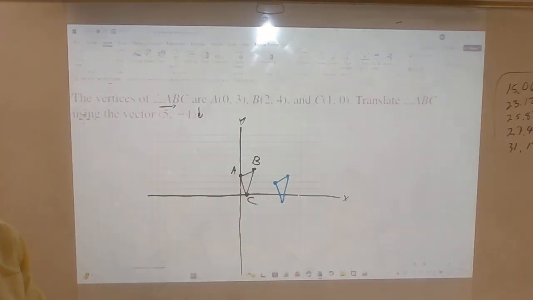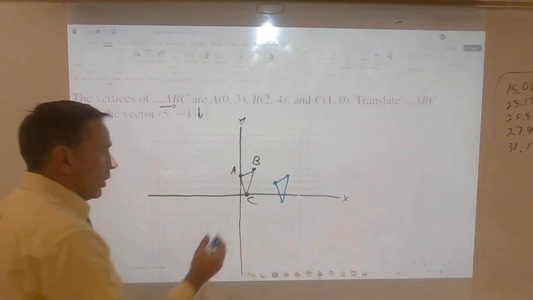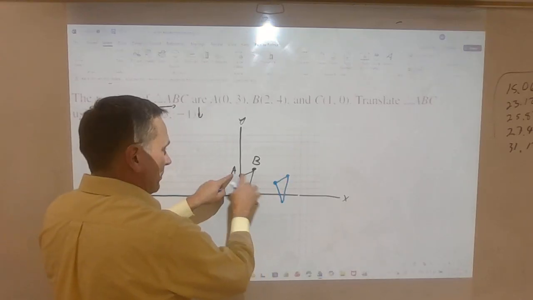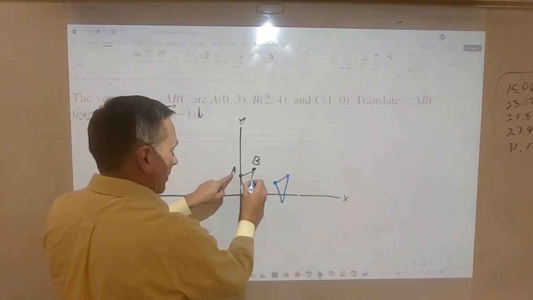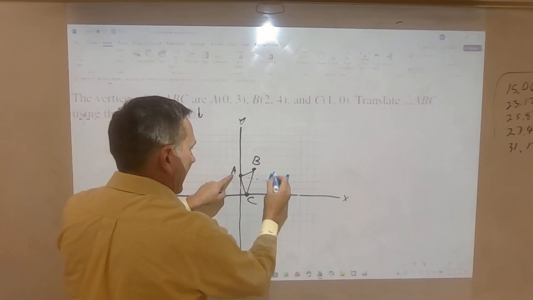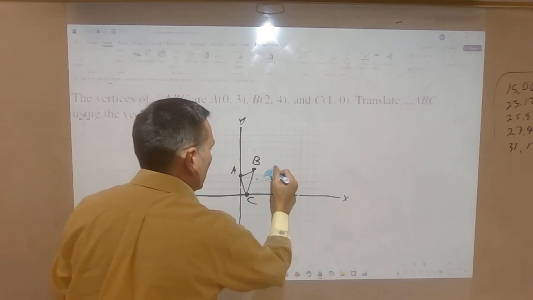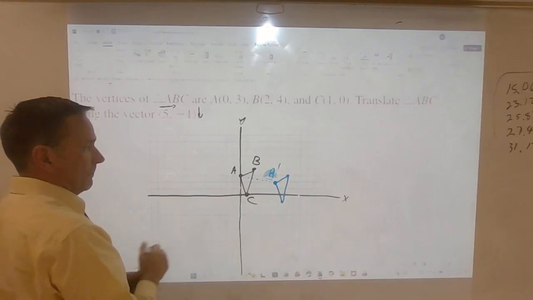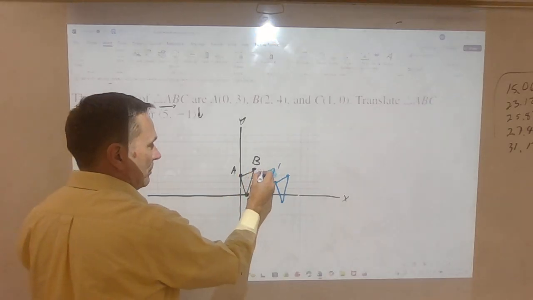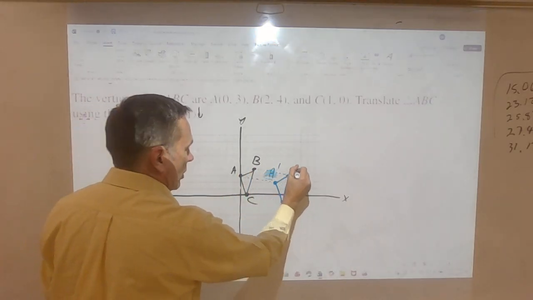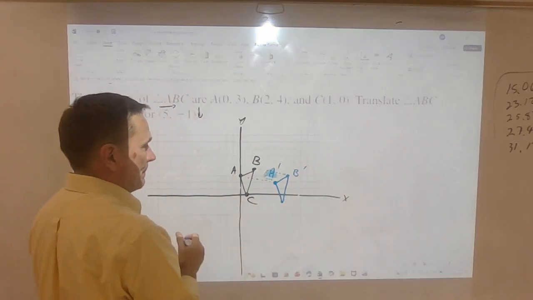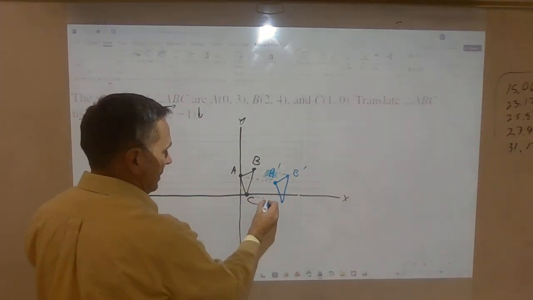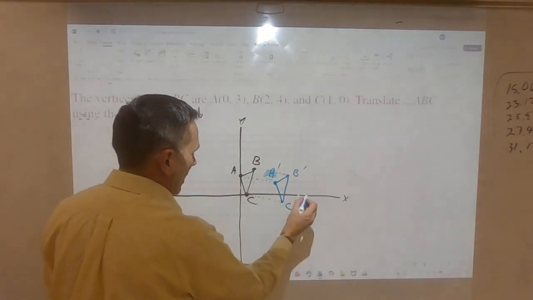Now, how we name this is a little bit new. We're still going to call this point that we moved over to here A. We're going to call it A prime with a little slash up here. This thing that we moved B to here, we're going to call this B prime. And this one from C going here is C prime.